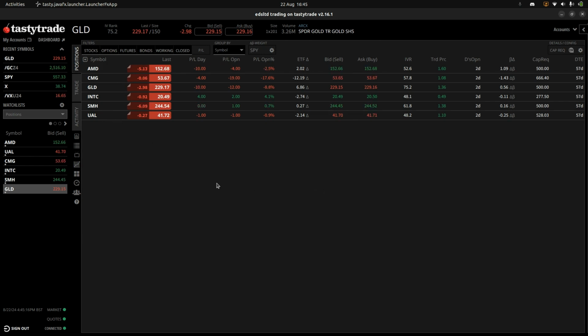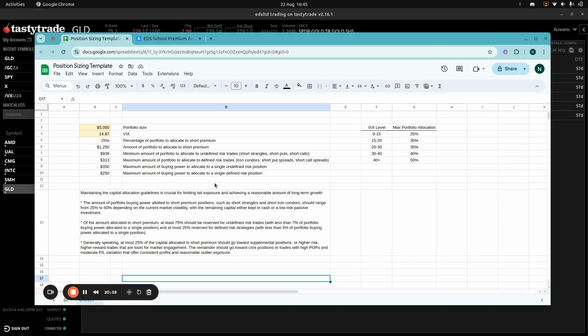So before we go through these positions, let's have a look at position sizing. This is a position sizing template. You simply put in your portfolio size and what the VIX level is currently at, and it will tell you exactly the maximum amount of money you can put on any single position, whether it's undefined or defined. Undefined is naked, defined is covered.